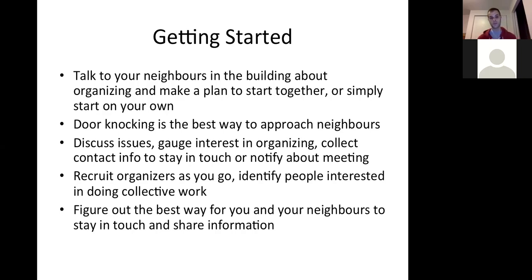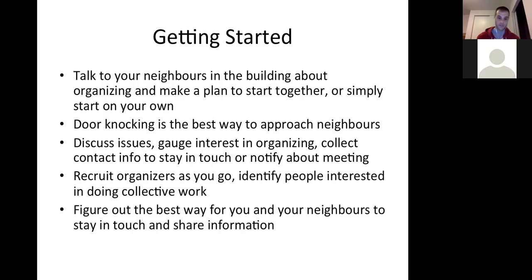And we'll talk about that more in the next presentation or in the Q&A. But having those face-to-face conversations is really the best way to start connecting with neighbors, start getting a sense of people's interest in organizing, identifying other people who might want to be involved in the organizing, and start building trust with your neighbors.